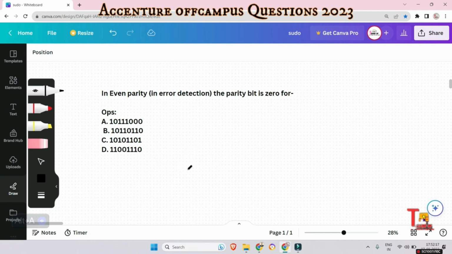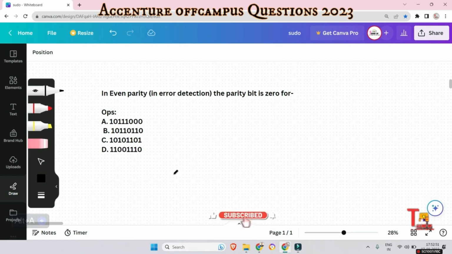Actually, in the case of even parity, if the number of ones is even, the parity bit value will be 0. If the number of ones is odd, the parity bit value is 1. And in the case of odd parity, if the number of ones is odd, the parity bit value will be 0. And if the number of ones is even, the parity bit value is 1.